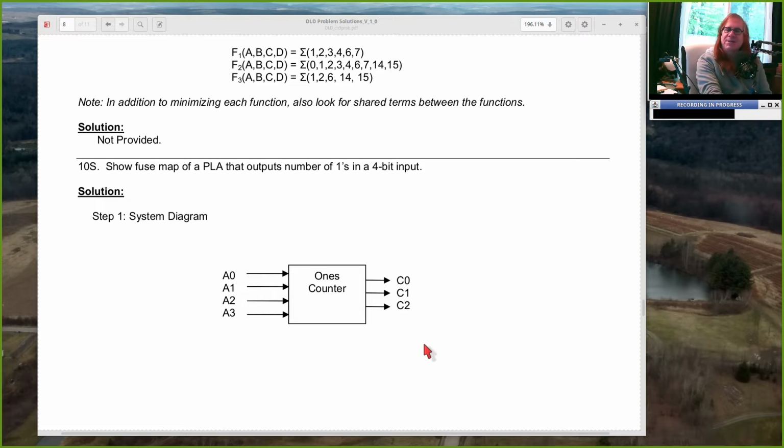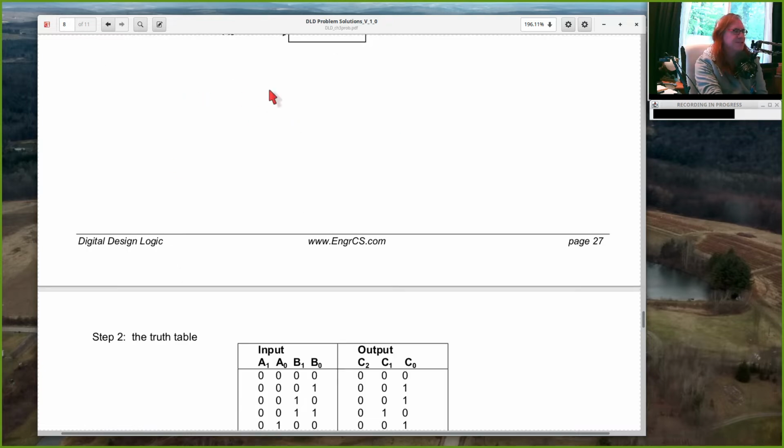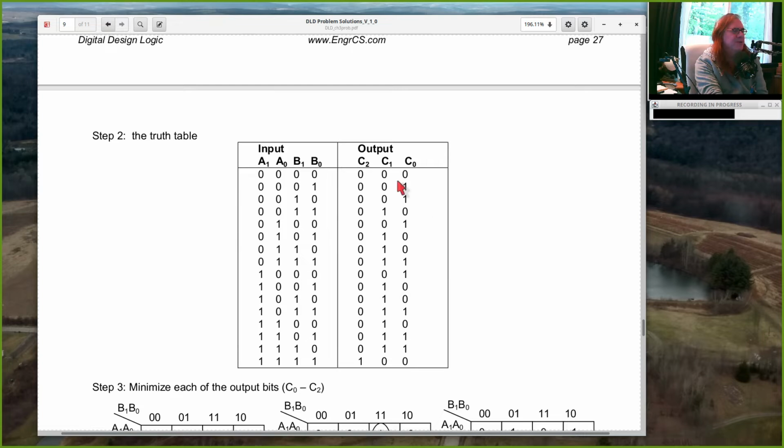And your equations come out fairly interesting. So here's the solved version of this question. Here's the truth table. The output is treated as a binary number that tells you how many ones you have in your input. So for example, right here, our input is 0011. We have 2 ones. The output is the binary number 010. Here the input is 1000. That's a total of 1 one. So the output is the binary number 001.